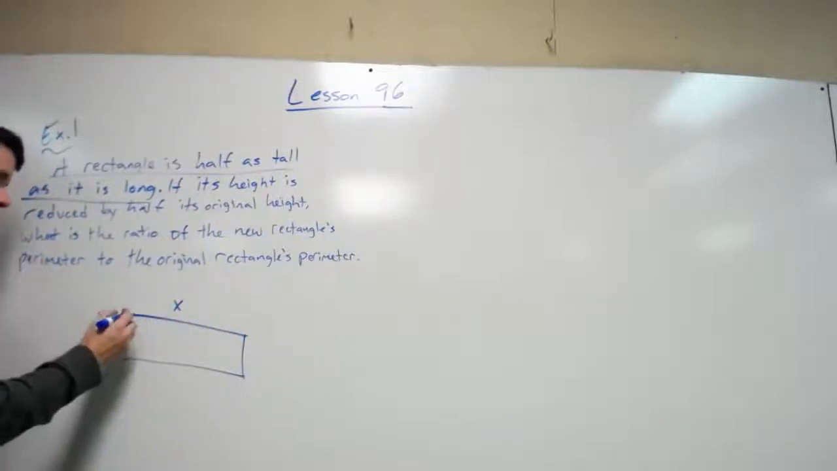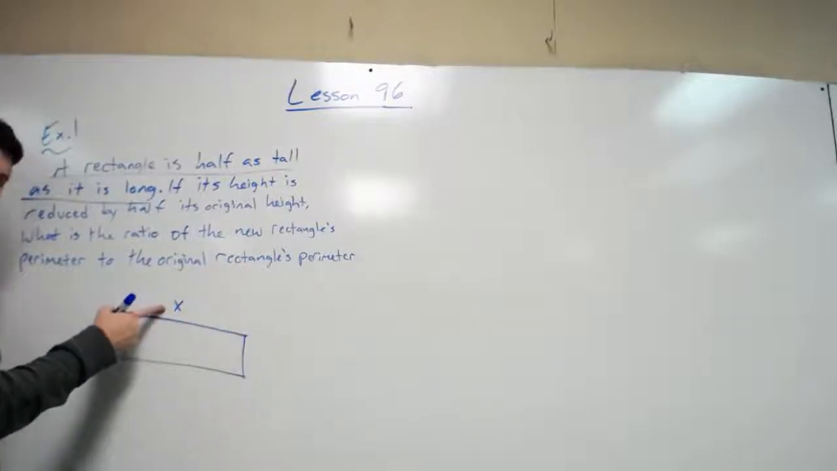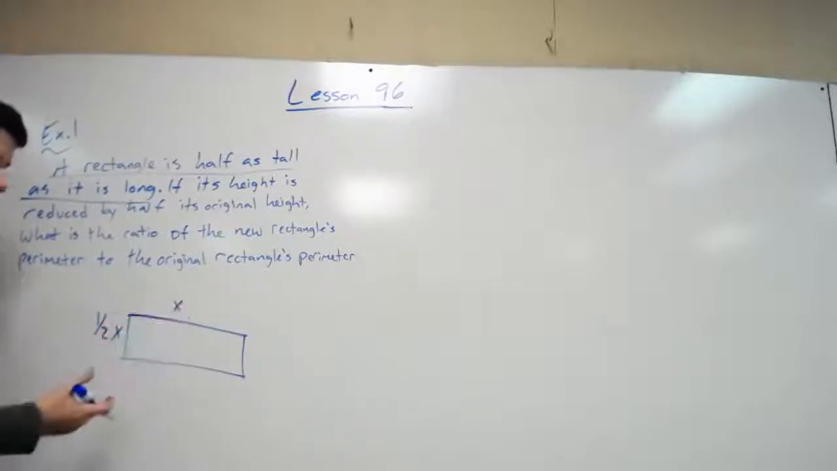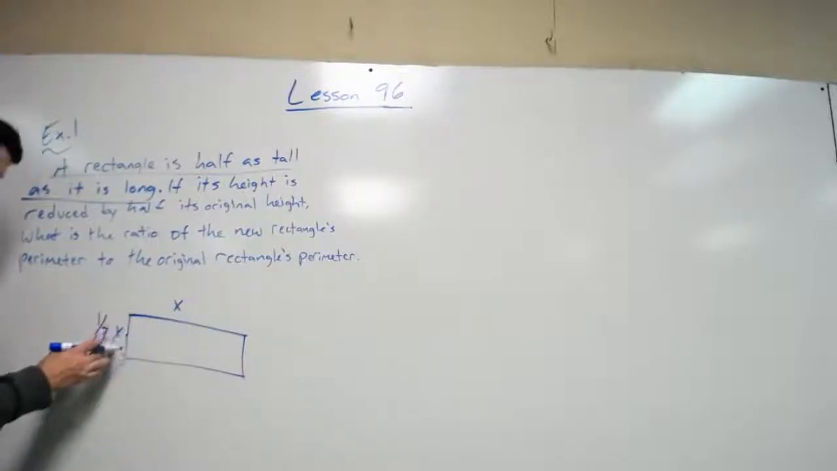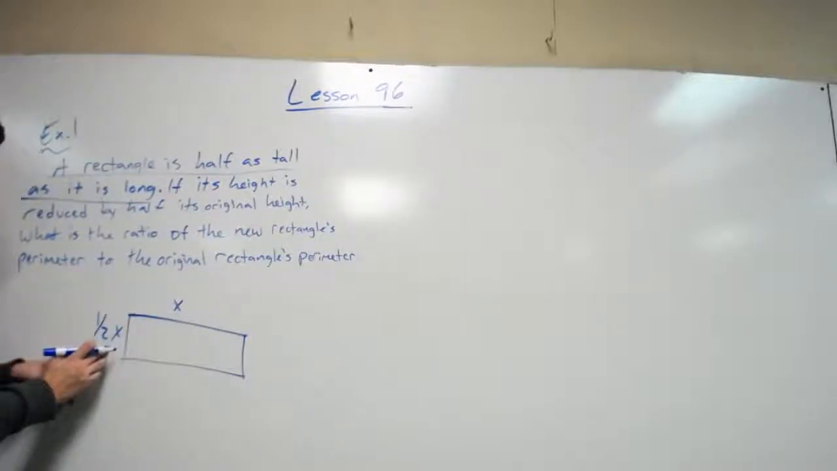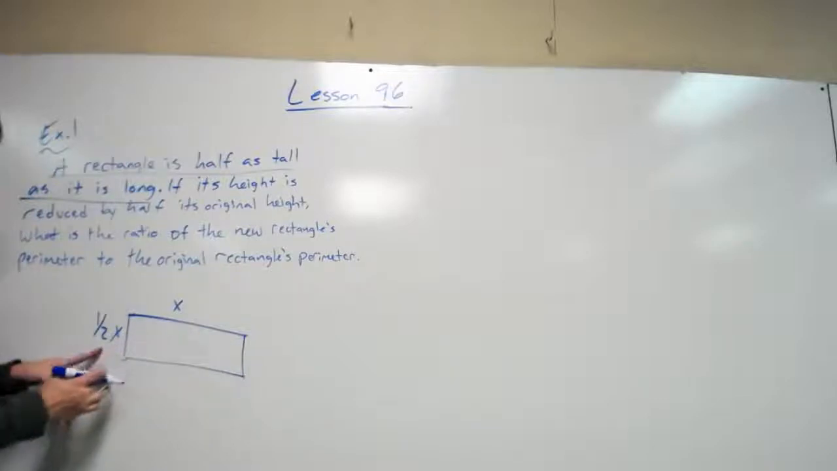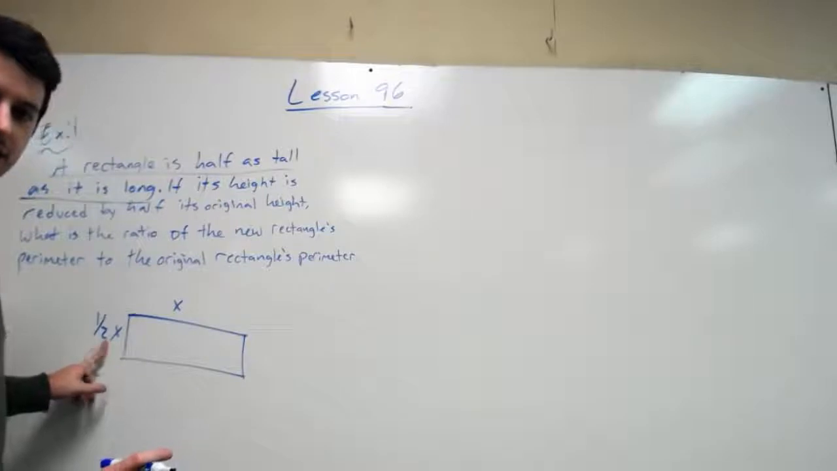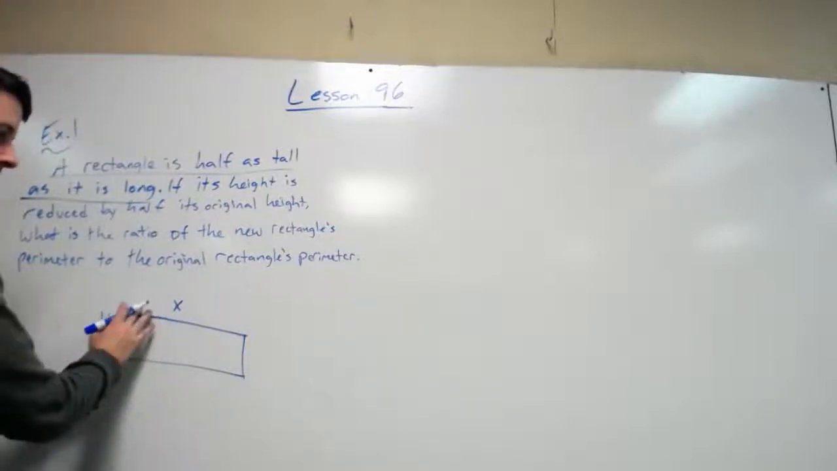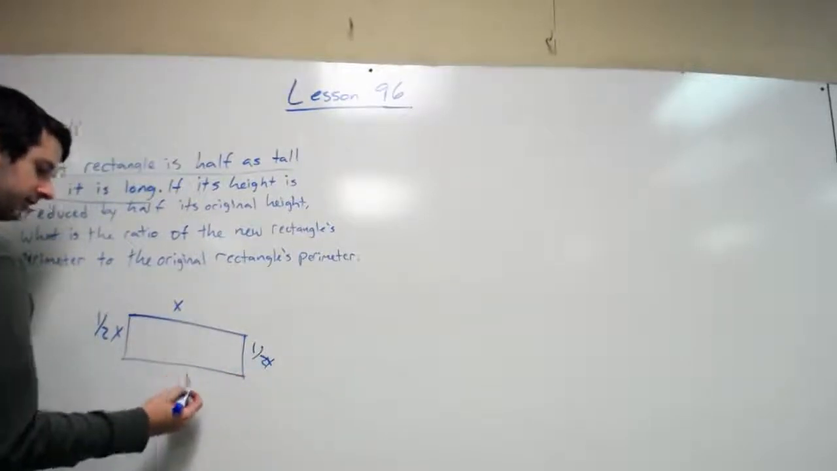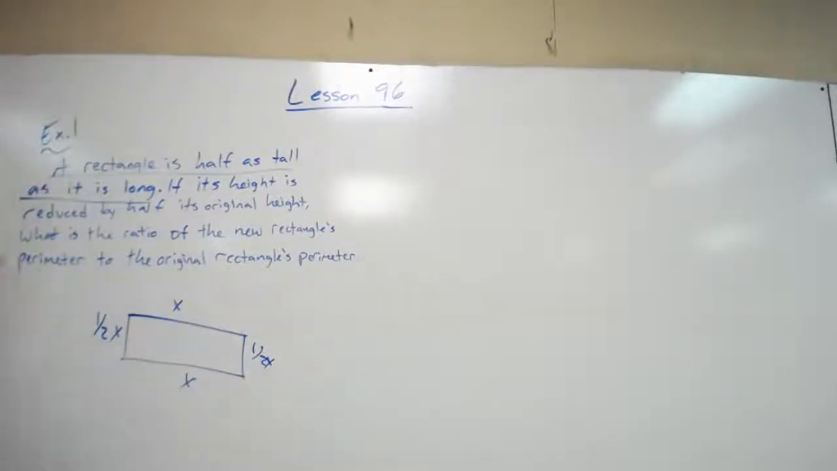The reason being, my length, I'm going to give that as my original variable. All I know about the length is it's half what the width is. Sorry, I keep using the wrong words. So I can call this 1/2 x on both sides. It's a rectangle, and I can call the other sides x. So that's how I draw that sentence.